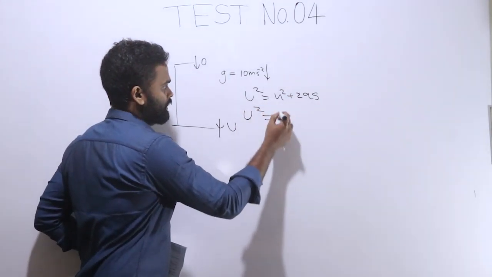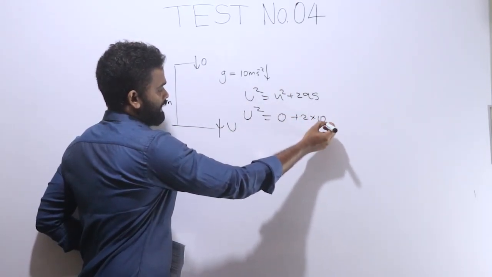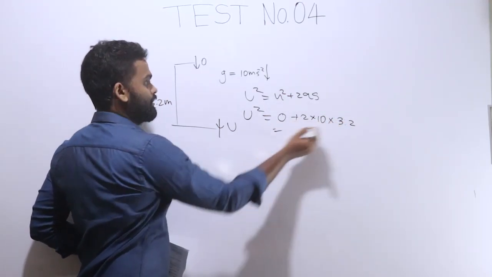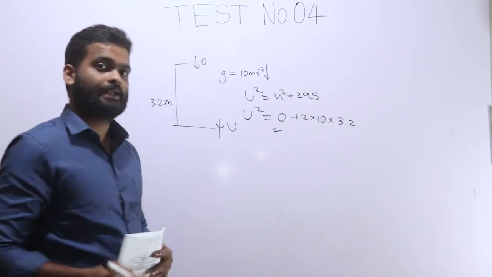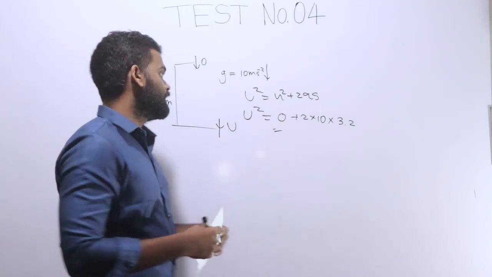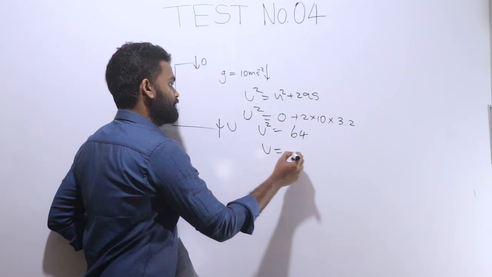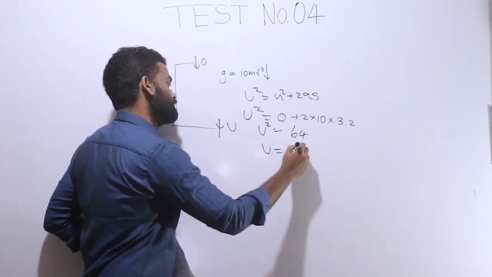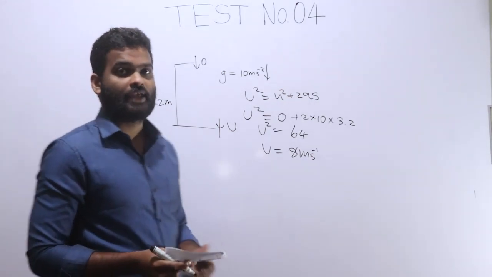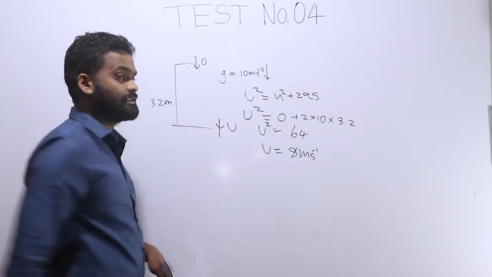Okay, then v squared equals u squared, which is 0, plus 2 times acceleration 10 times distance 3.2. So 3.2 times 10 is 32, times 2 is 64. V squared equals 64, then v is equal to, take the root. I remember the root of 64 is 8. So the answer should be 8 meters per second. That's the velocity of the object as it reaches the ground.